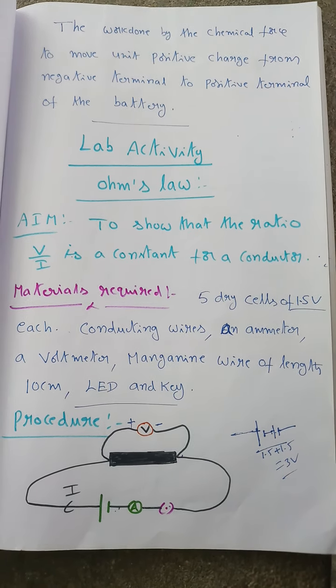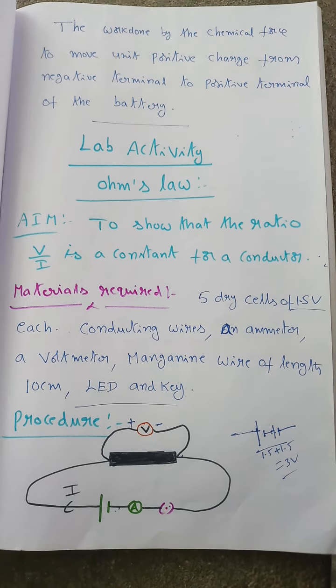See here, this is a battery, and this is an ammeter, plug key, and this is a magnet wire, and this is a voltmeter. Here we have to connect the ammeter in series in the circuit to measure the electric current. Ammeter is a device used to measure the electric current, and to measure the electric current flowing in the circuit, you have to connect it in series in the circuit.